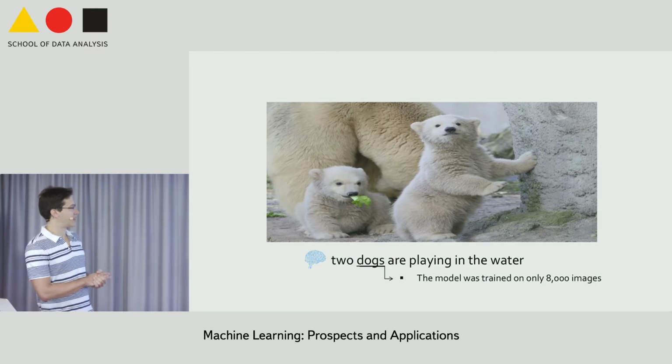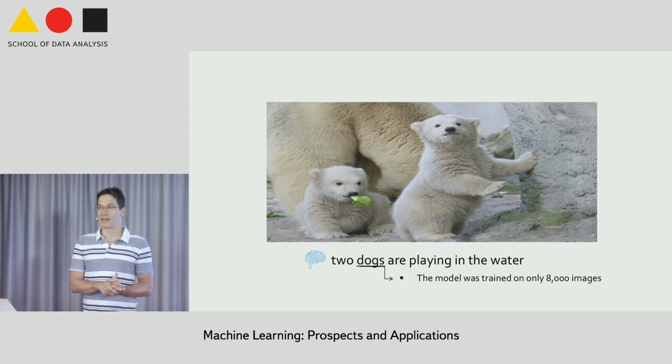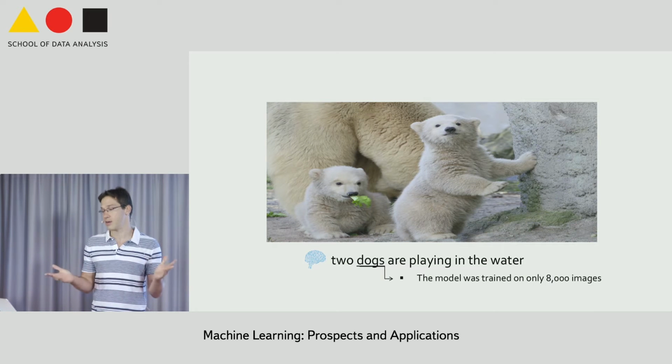So in another image, two dogs are playing in the water, and it's actually OK, because the system was only trained on 8,000 different images, and it never saw a bear before. So the closest it could get is a dog. So two dogs are playing in the water.